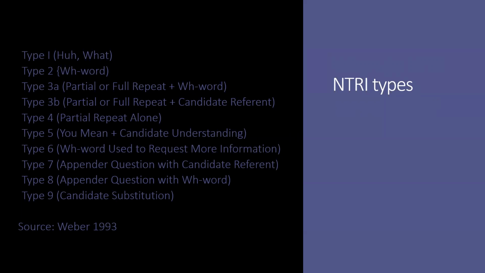Note that these are ordered hierarchically, targeting the trouble source with greater specificity. To ask, huh, is less specific than asking, where'd you say you put the keys? Greater specificity generally demonstrates greater understanding of the utterance. For a complete review of all 9 NTRI types, refer to Dr. Weber's 1993 Varieties of Questions in English Conversation.